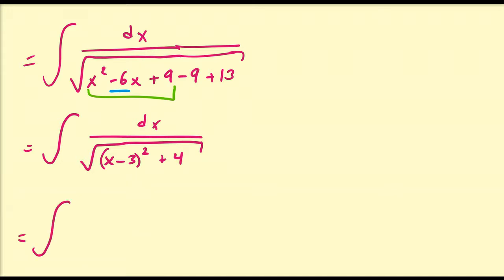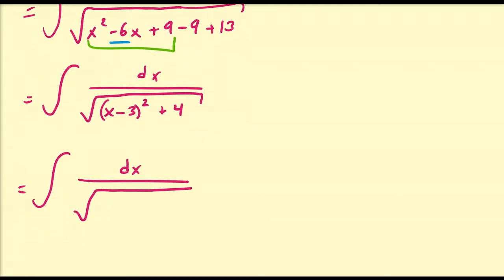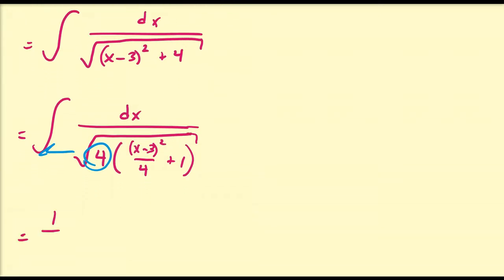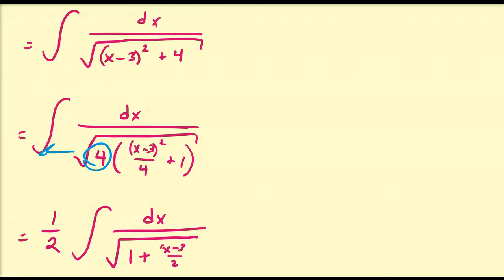Once I do that, that gives me the integral of dx over the square root of, so I'm going to pull out a 4, x minus 3 squared divided by 4 plus 1. Then I can take the square root of 4, which gives me 2 on the outside of the integral. It's a constant. So we have 1/2 times the integral of dx all divided by the square root of 1 plus x minus 3 divided by 2, the quantity squared, because 2 squared gives us 4.